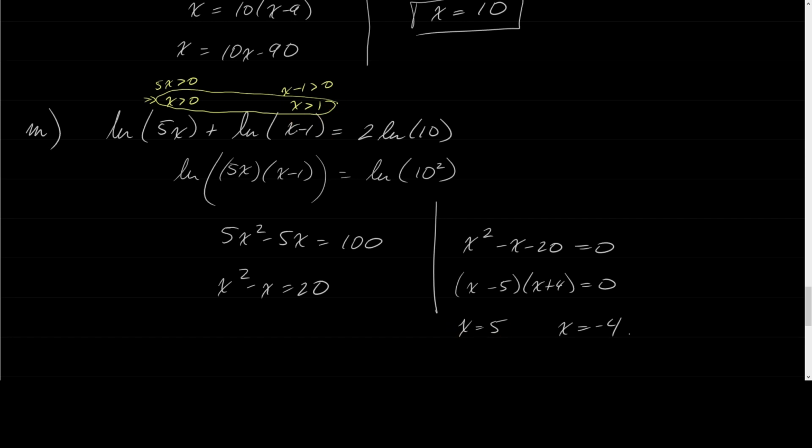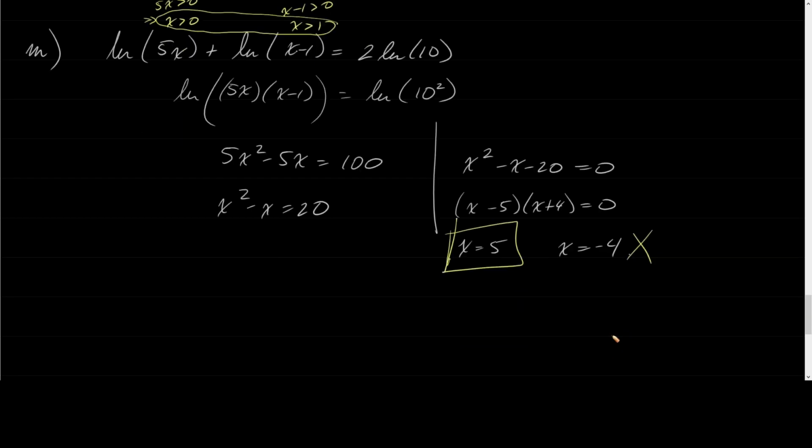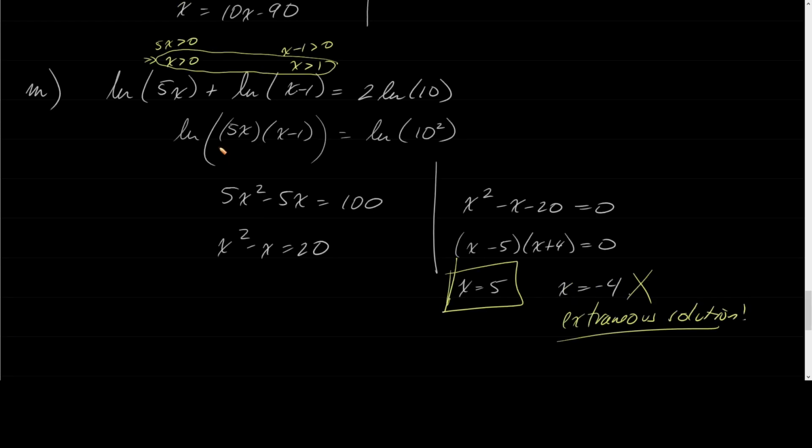Well, it turns out that x equals 5 is the only solution, because 5 is the only one that's both greater than 0 and greater than 1. So x equals 5 is a solution, negative 4 is not. This would be called an extraneous solution. So you have to be sure to test for the domain of these kinds of problems.